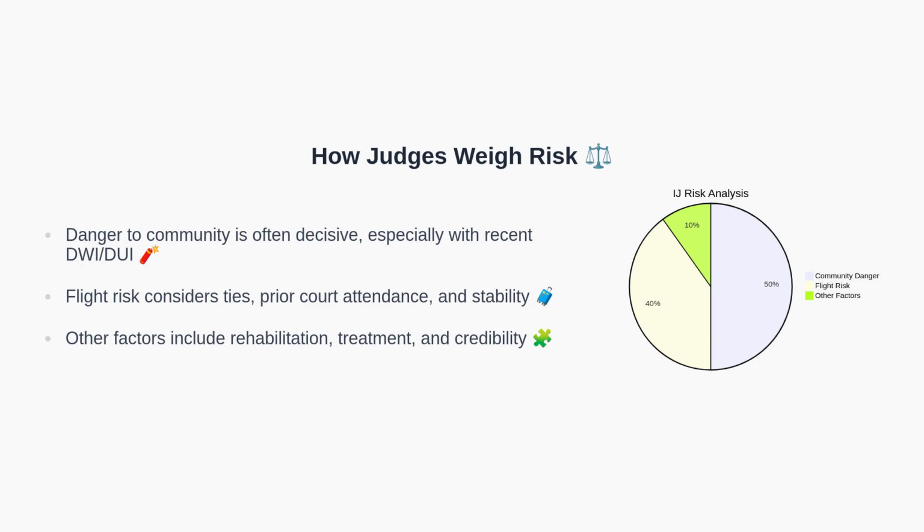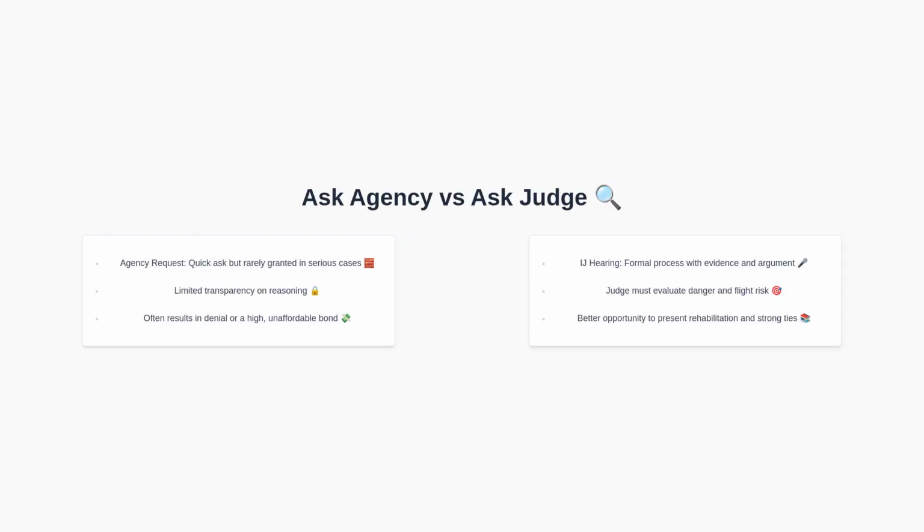When comparing the two routes, requesting bond from the detaining agency can be faster to initiate, but is seldom successful for detainees with serious criminal histories. The reasoning may not be fully transparent, and outcomes often include denials or unaffordable bond amounts. In contrast, an immigration judge hearing allows for a structured presentation of evidence and argument. The judge must analyze statutory and discretionary factors, such as danger and flight risk, giving you a clearer avenue to demonstrate rehabilitation, community support, and compliance.